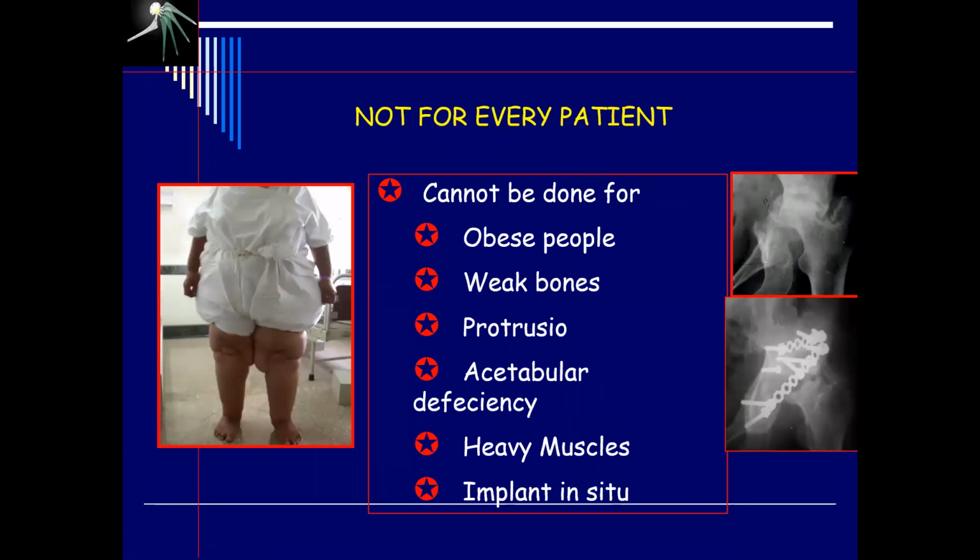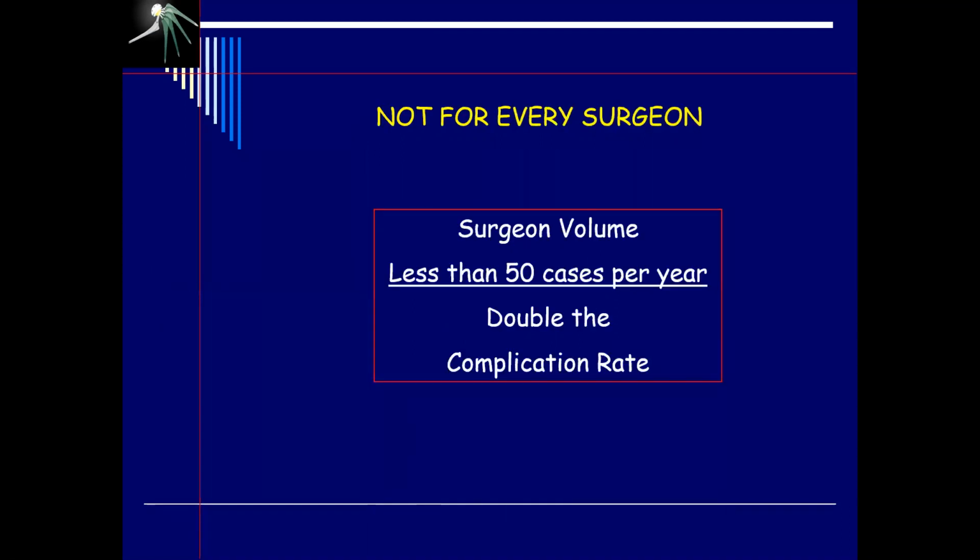You cannot do it in obese patients, weak bones, protrusio deficiencies, or a heavy, very muscular man. You can't use this approach. Wherever there are implants already, posterior acetabular implants, how can you use a mini approach? It's just not possible. If it is a very straightforward AVN or primary OA hip, you can do it, but not all other patients. And also, not for every surgeon.